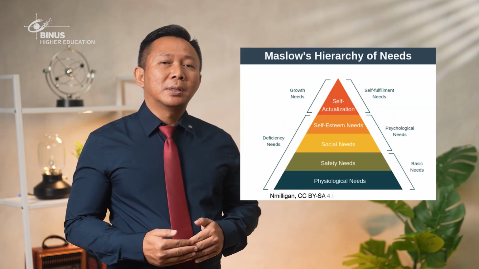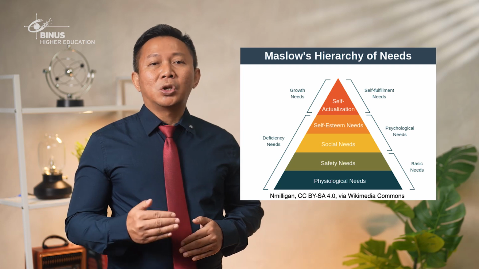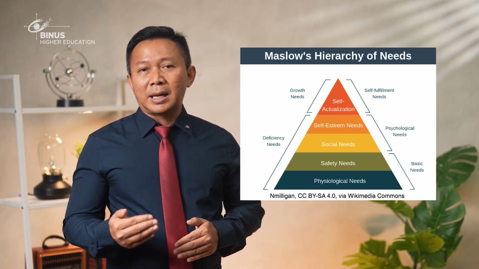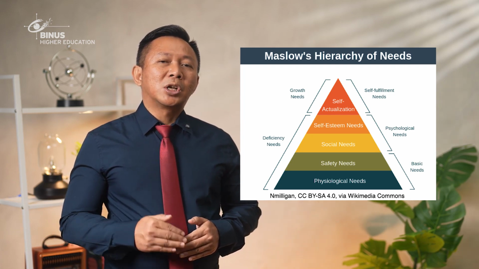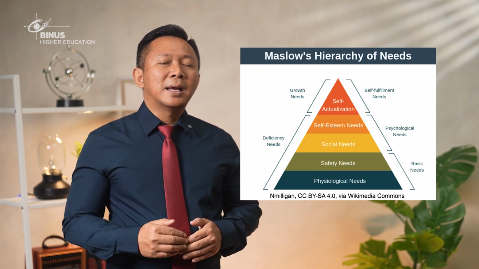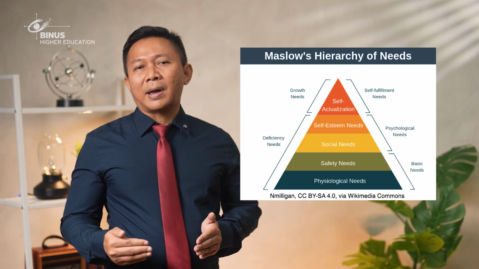It is also good to know what people need based on Maslow's hierarchy of needs. Maslow separated needs into 2 groups: basic needs, which include physiological, safety, and security, and growth needs, which include love and belonging, self-esteem, and self-actualization.